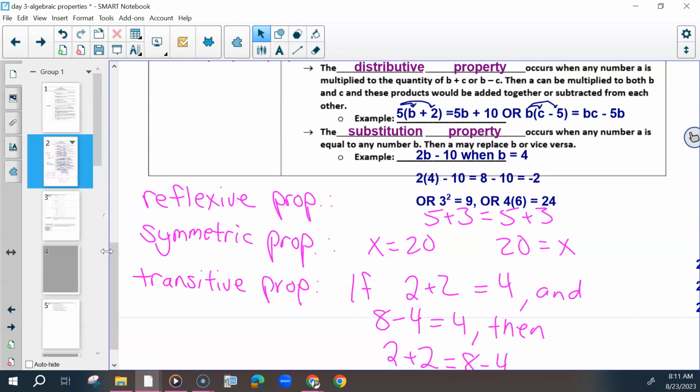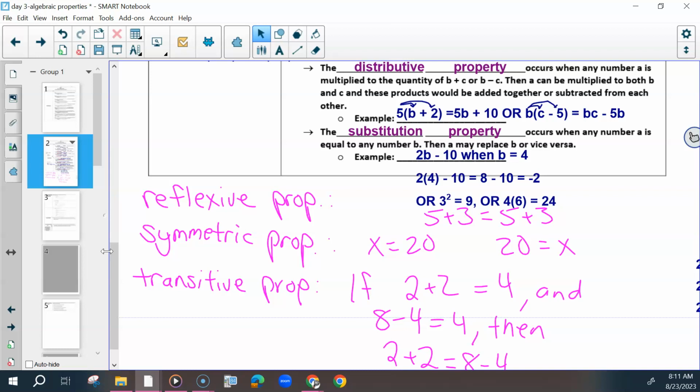Reflexive property is basically the same on both sides, if you want to write that as a side note. So 5 plus 3 equals 5 plus 3. It looks the same on both sides. Symmetric property is what it looks like on one side, I could flip it and it would still be the same. The order is just different. So x equals 20 is the same as 20 equals x.